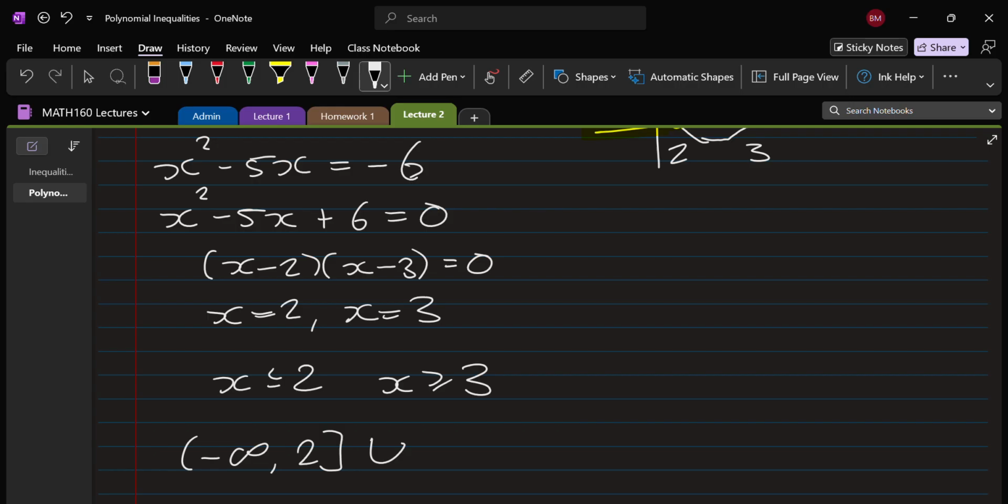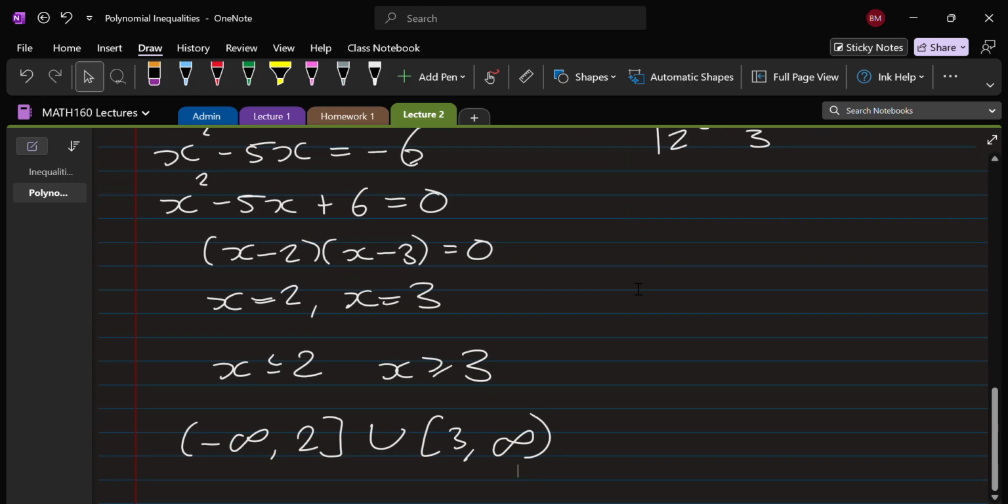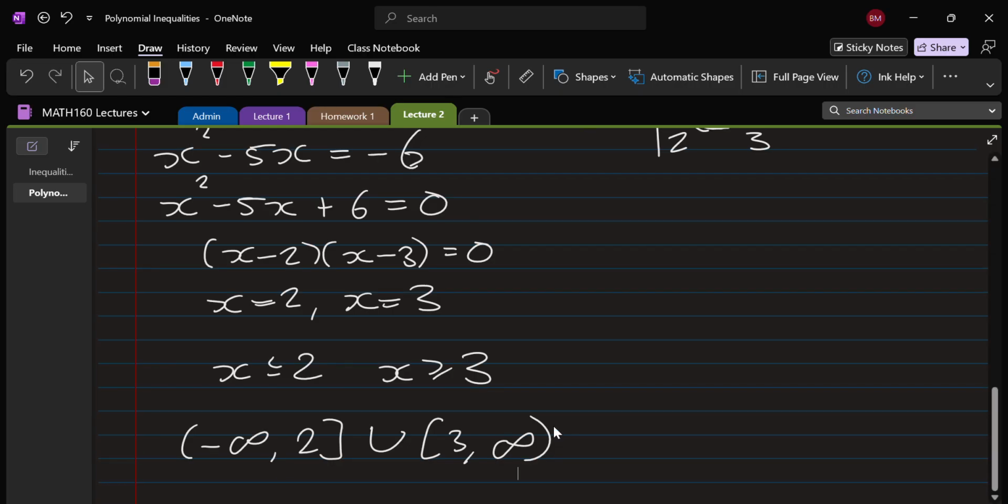Union. Have you seen union before? You have seen. Union 3 to infinity. Okay, so from minus infinity to 2, that's this bit over here. And then 3 to infinity, that's the other bit. Okay, so because the interval split up, our answer will also be split up like that.